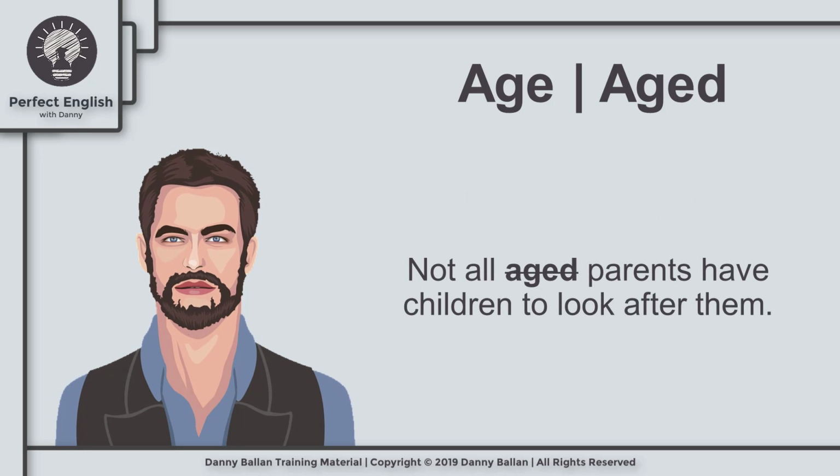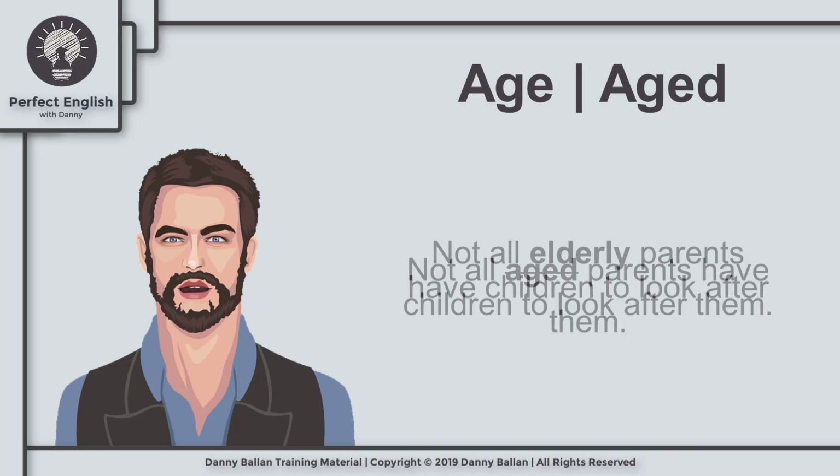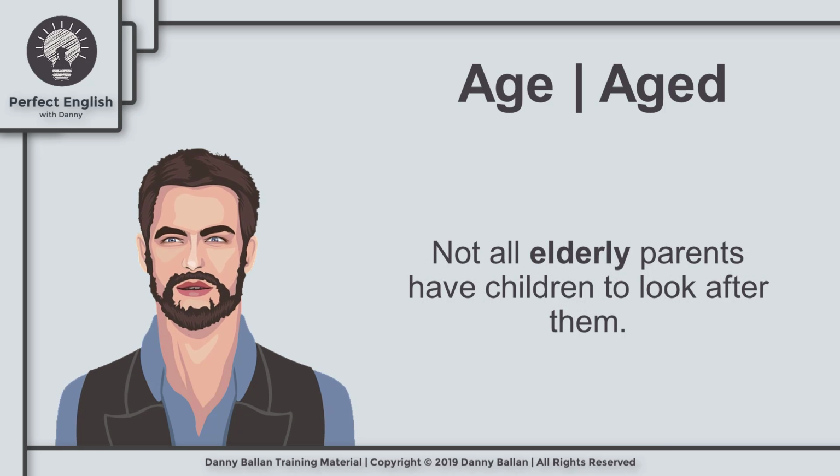Let's take a look at this example. Not all aged parents have children to look after them. Now, when it means very old, aged is mainly used in formal styles, usually in the phrase the aged, like when we say the poor and the aged are entitled to free health care. Now, the usual word for this meaning is elderly, which also sounds polite. For example, we say the photograph was of an elderly gentleman with a white mustache. So here, the better word to use is elderly. We should fix the sentence by saying, not all elderly parents have children to look after them.